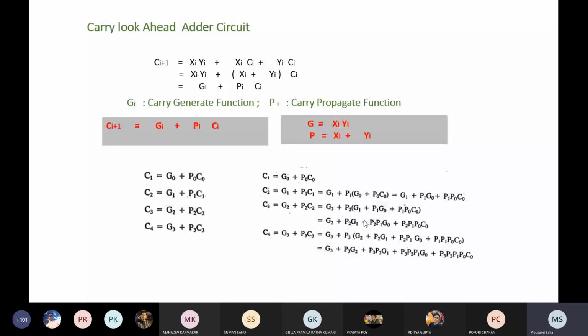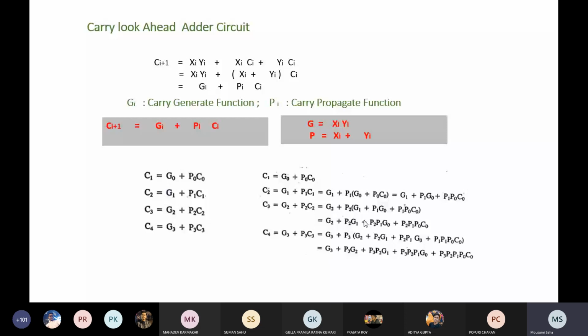That is xi yi plus xi yi and ci. So you can write xi yi as gi, and xi plus yi you can say is pi. So ci plus 1, you can write as gi plus pi ci, where g is called the carry generate function and p is called the carry propagate function. So from the expression, usually you can understand that when xi and yi, or you can say x and y, both are 1, obviously it will generate one carry. So it is called the carry generate function. At the same time, for x and y, if anyone is 1, if any propagated carry is there, at that moment it can generate the carry ci plus 1 equals 1.